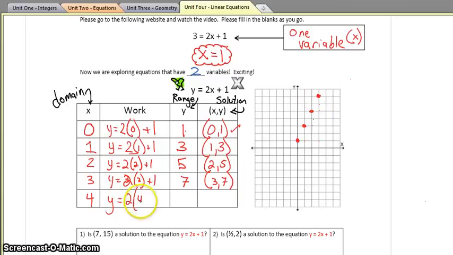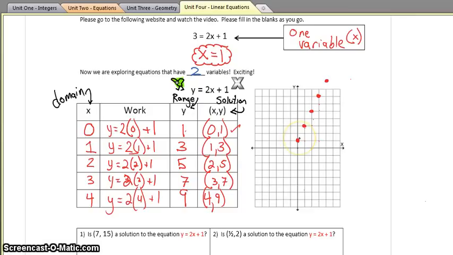2, 4. 2 times 4 is 9. 4, 9. Which goes off the graph, but we can imagine it being right there. Do you notice something about those dots, about those points, about those solutions?